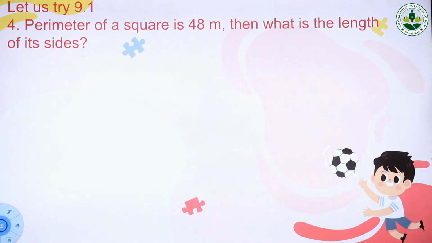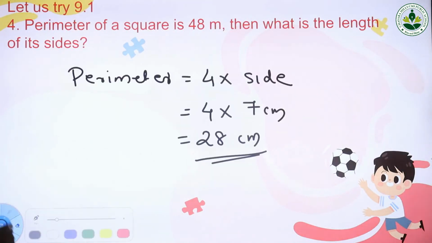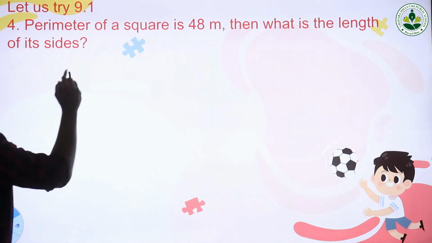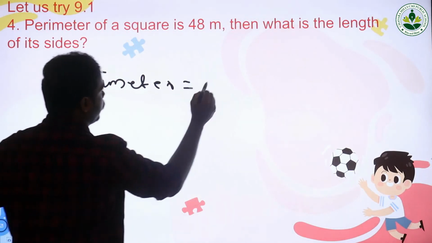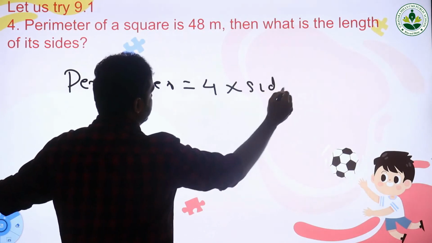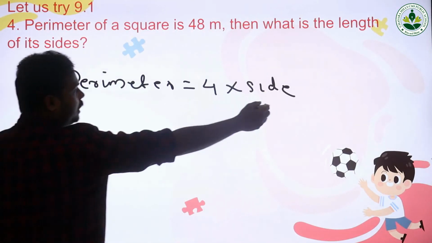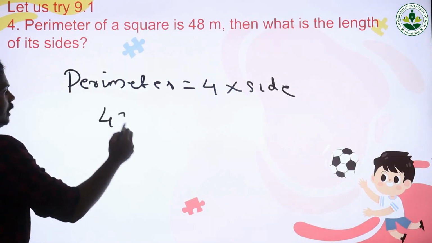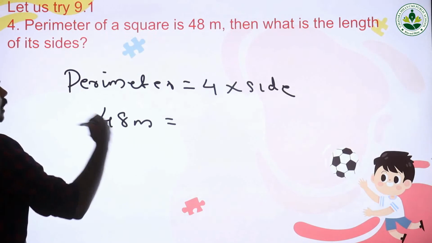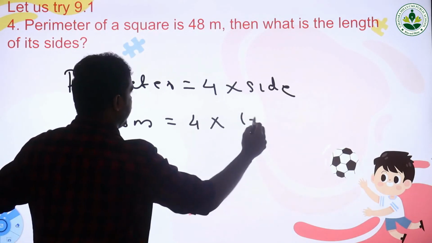Now you can discuss. Let us try 9.1 questions. First question, question number 4. Perimeter of a square is 48 meters, and what is the length of its sides? Here they gave the perimeter of a square. Perimeter of a square means the formula is 4 into length of the side. Perimeter is given, that is 48 meters. We need to find out the length of the side.